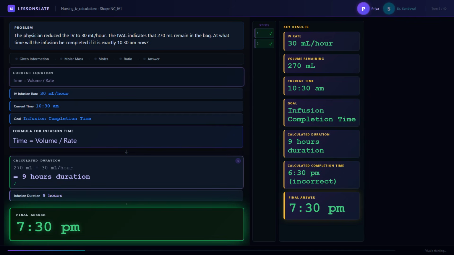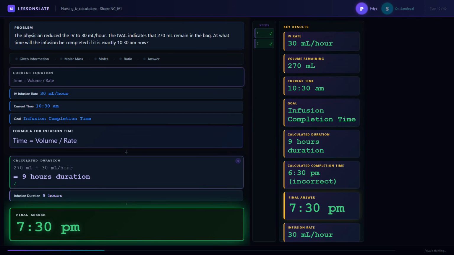I keep thinking about one way to get the total time, and then another, and I'm not sure which path to follow. I can see why this one's making you cycle, Priya. Many students overthink this type of problem, when really, it comes down to applying a fundamental rate relationship. Let's break it down together. We know the IV is running at 30 milliliters per hour, and there are 270 milliliters left. The question asks us to find the completion time starting from 10:30 a.m. What's the very first thing we need to figure out before we can determine the completion time?